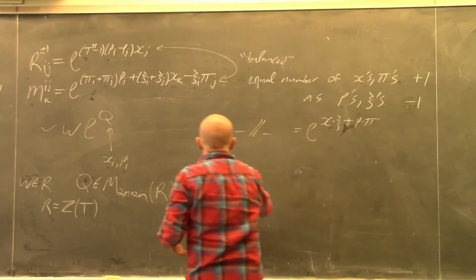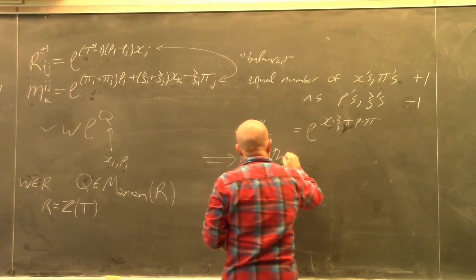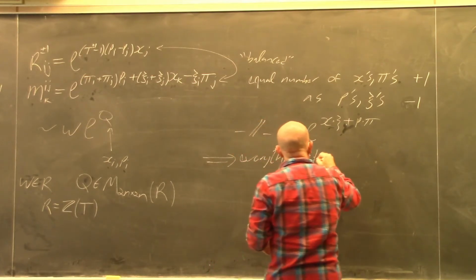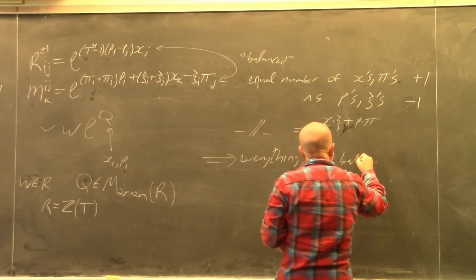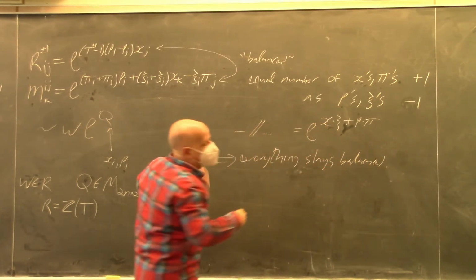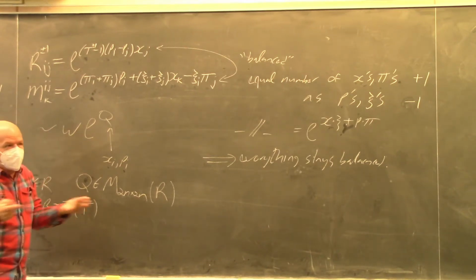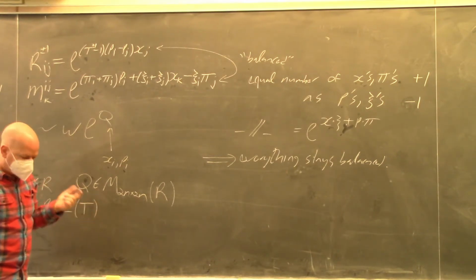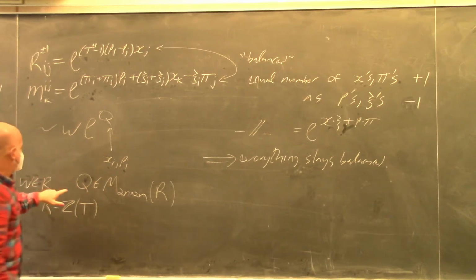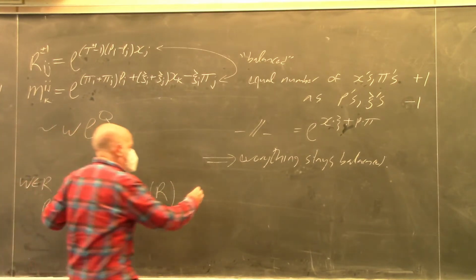So the conclusion is that everything stays balanced. The things we start from are balanced, compositions preserve balance, so everything will always be balanced. So in fact, Q here is a balanced quadratic. But what's a balanced quadratic?